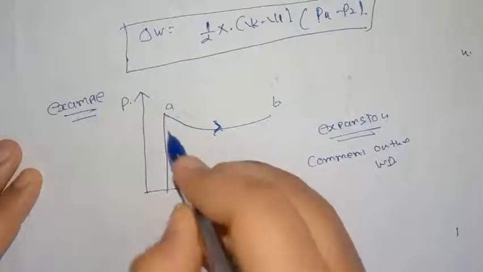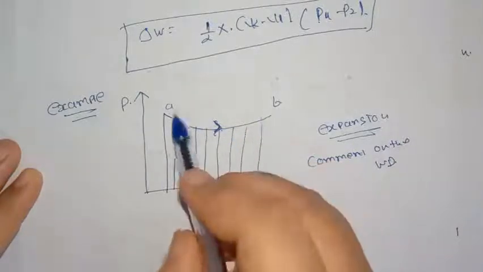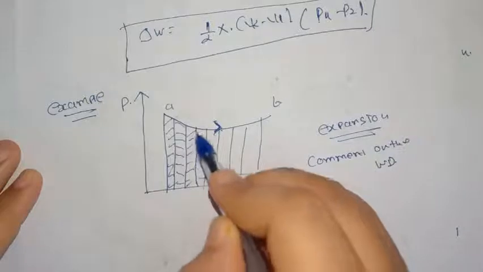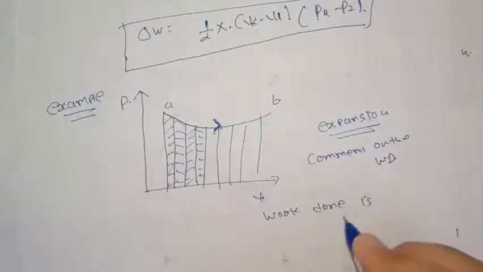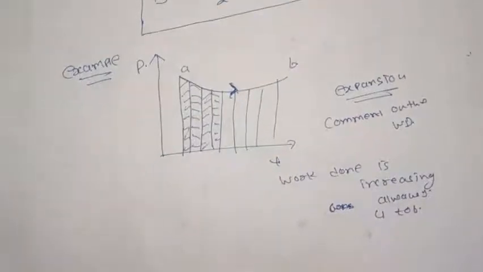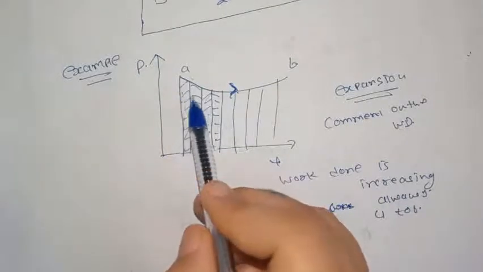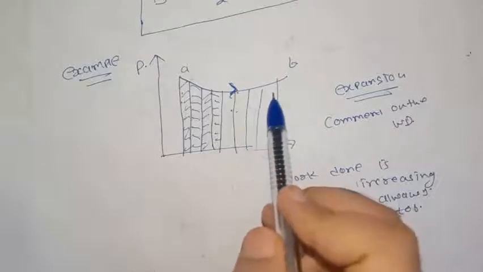If we start from this point and we divide this whole area into small strips, then constantly as we move from A to B, we are adding the area. Area is always added. So work done is increasing constantly. It is increasing always from A to B. But the rate of adding work done is decreasing because here the area was more, gradually area is decreasing. After this point again the area is increasing, so work done is increasing.